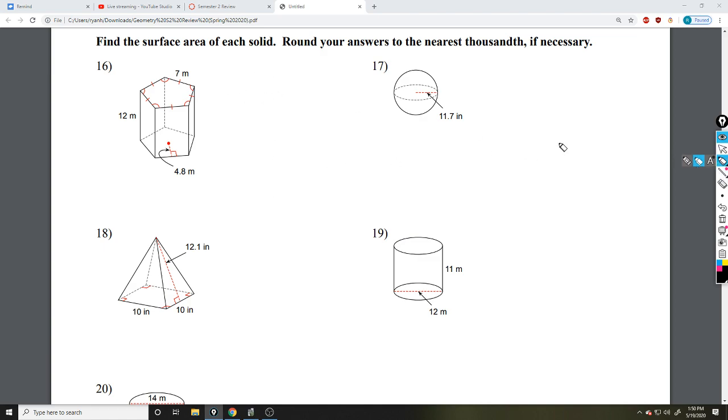Here we go. Surface area equals twice the area of the base plus perimeter of the base times the height. That's for a prism. This is a pentagonal prism.